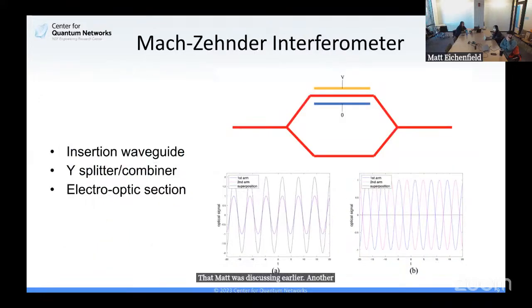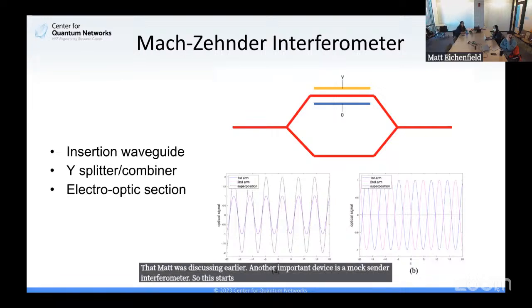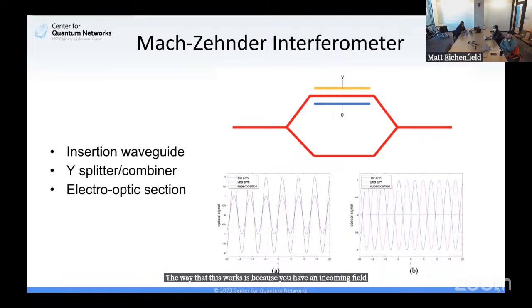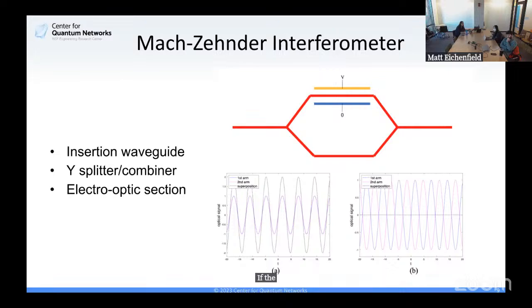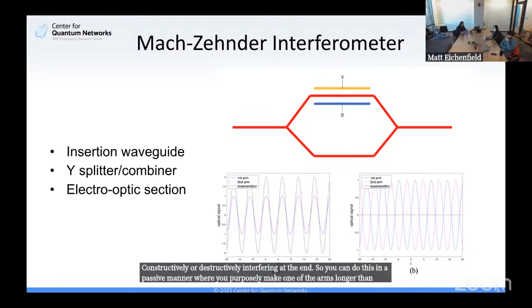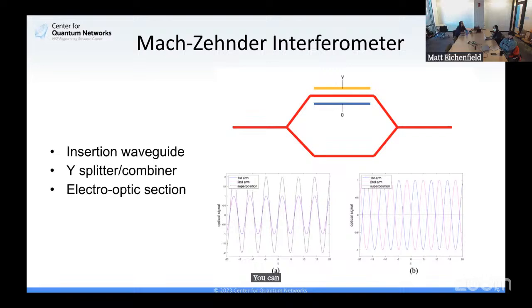Another important device is a Mach-Zehnder interferometer. So this starts with a Y splitter and then a Y combiner. The way that this works is because you have an incoming field that has a certain phase to it. And then if you break it off into two different arms, if the length of those arms is different, then you can change how they are constructively or destructively interfering at the end. So you can do this in a passive manner where you purposely make one of the arms longer than the other one so that the optical path length changes the phase of one arm so that when they interact at the end, you can either fully interfere them constructively or destructively.